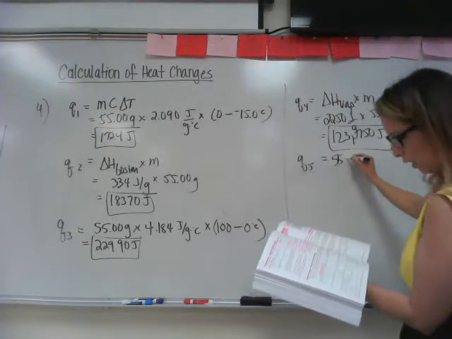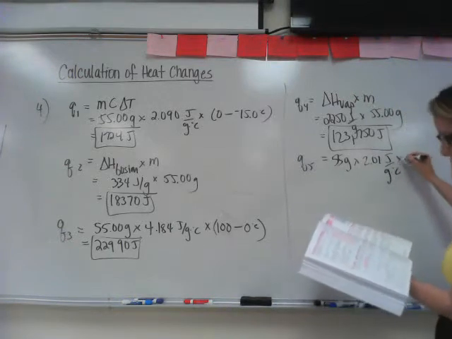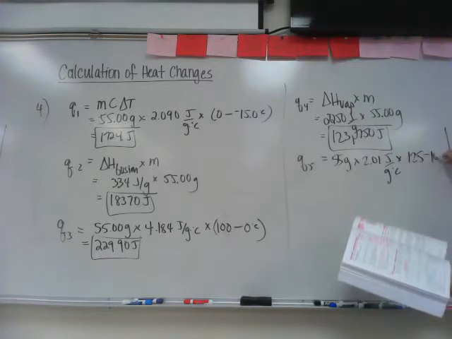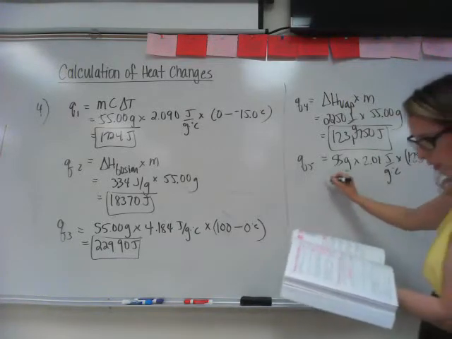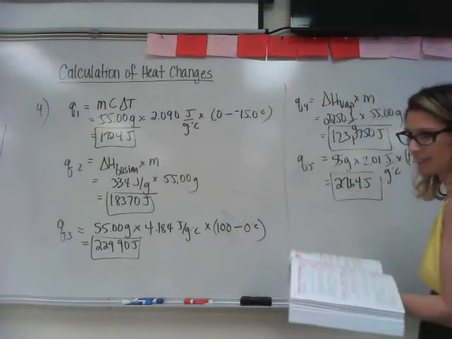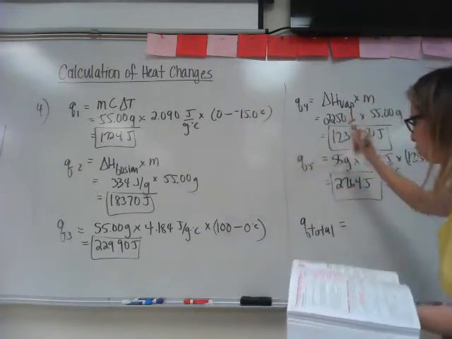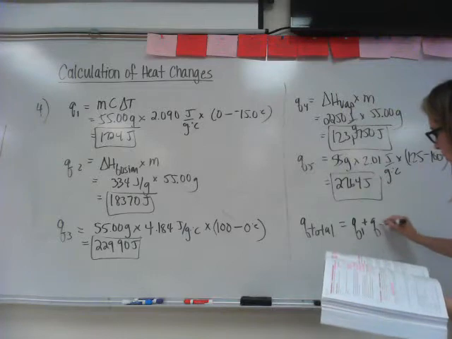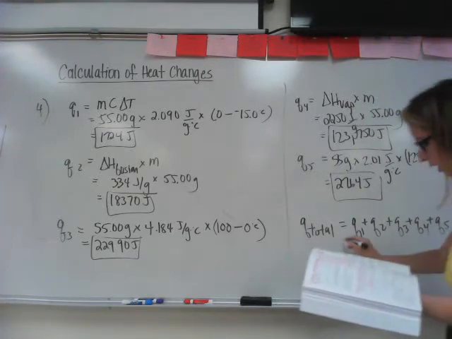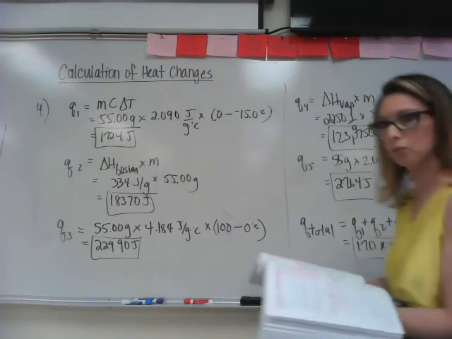Then finally, Q5, mc delta T. This is your 55 grams of vapor times 2.01 joules per gram times degrees Celsius. Specific heat of water vapor. Final temp is 125. Initial temp is 100 degrees C. You're going to end up with 2764 joules. And then for the total, you have to add Q1 through Q5. You're going to end up getting 170 kilojoules. I just converted to kilojoules. Okay?